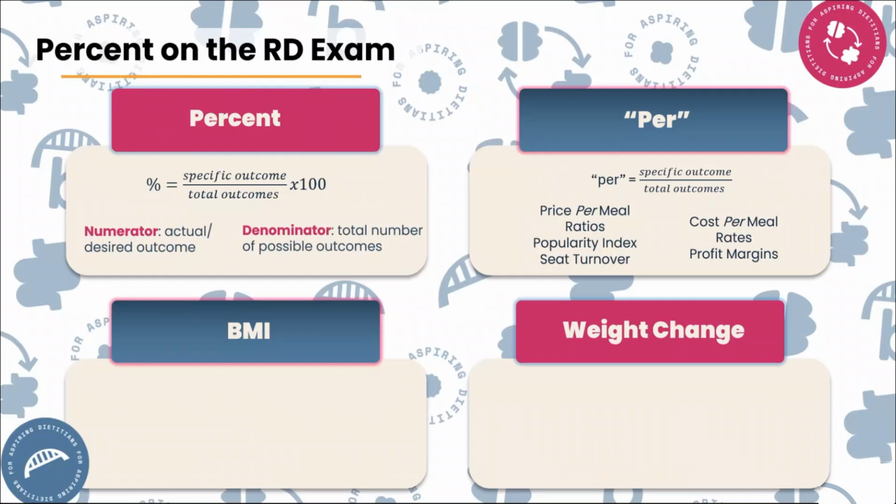And we see this again and again on the RD exam. Seat turnover, cost per meal, even profit margins. They're all working from the same relationship, one value divided by another. Even BMI uses this structure.